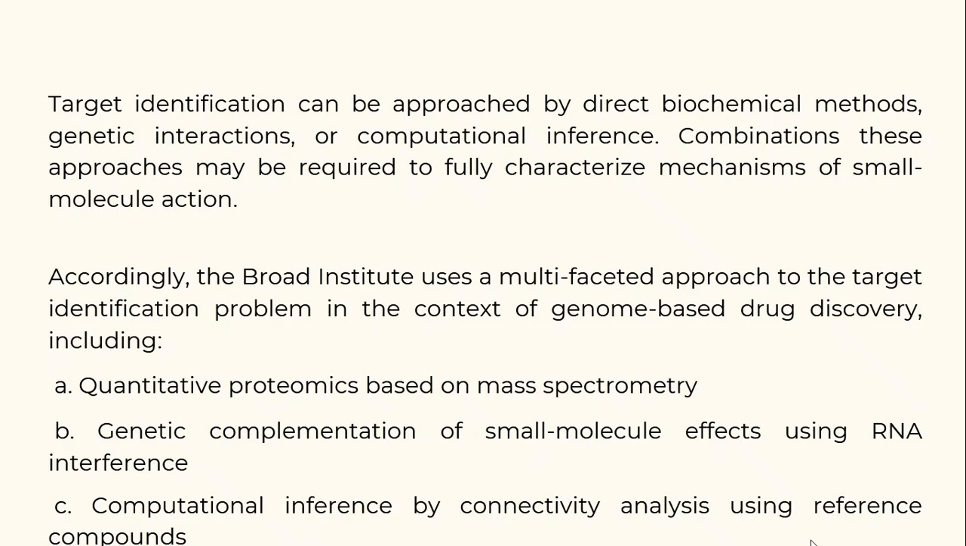According to the Broad Institute, a multi-phased approach to the target identification problem in the context of genome-based drug discovery includes quantitative proteomics based on mass spectrometry, genetic complementation of small molecule effects using RNA interference, and combinatorial inference by connectivity analysis using reference compounds. A forward genetic approach is characterized by identification, often under experimental selection pressure, of a phenotype of interest, followed by identification of the gene responsible for the phenotype.